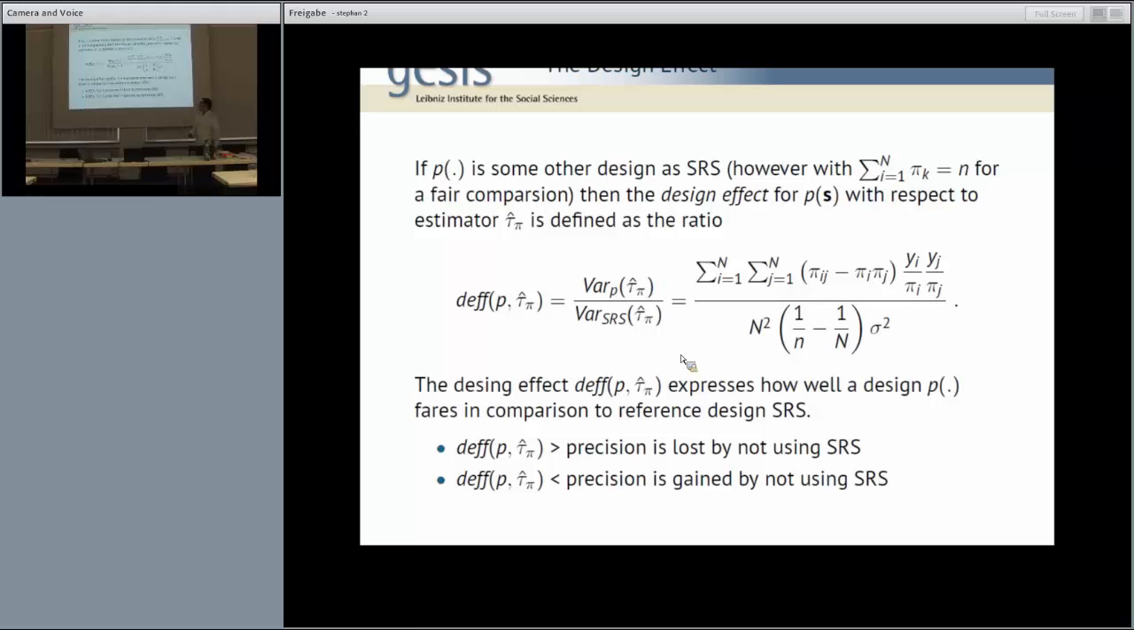So, again, this is a catchy phrase: the design effect expresses how well a design p fares in comparison with the reference design, simple random sampling. If it's greater than one, then the variance under the current design is greater than under simple random sampling. The precision is lost by not using simple random sampling. And if it's smaller than one, precision is gained by not using simple random sampling.